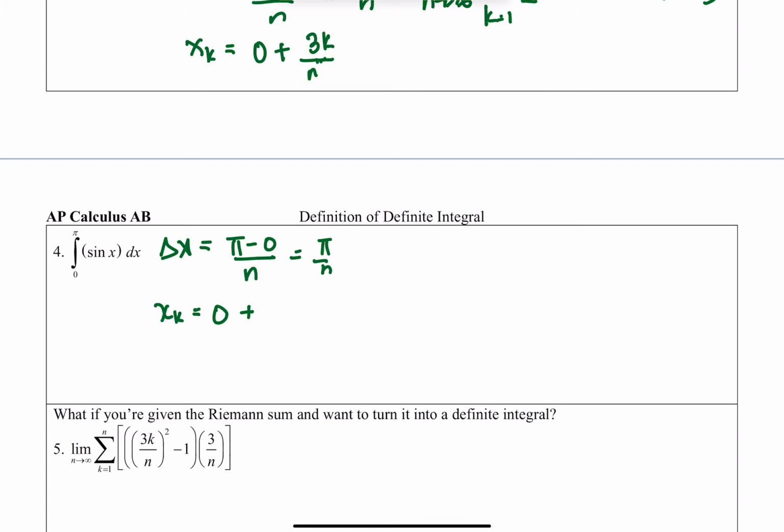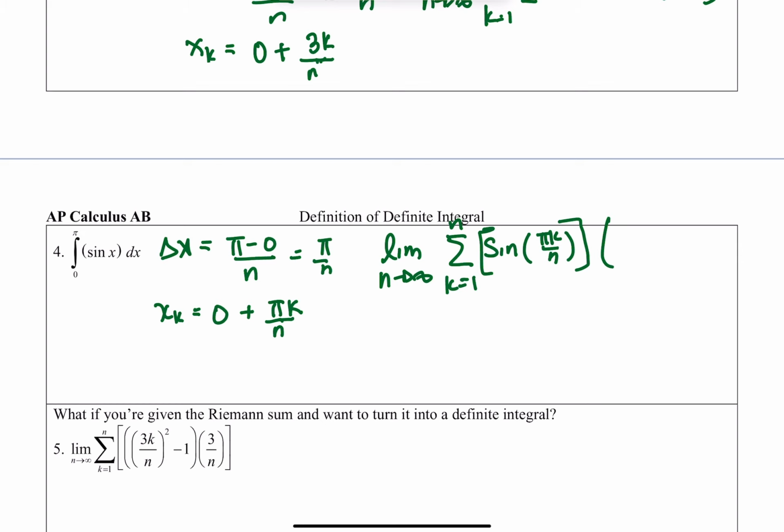Then we have the limit as n approaches infinity of my summation from 1 to n of f sub k. So in this case, sine of pi k over n. So that's going to be my f of x sub k. And then we have my delta x, which is just going to be pi over n. There you go.